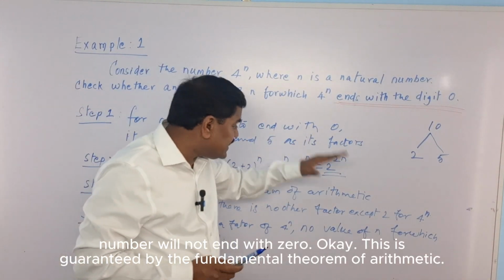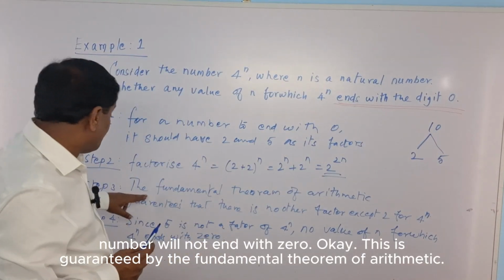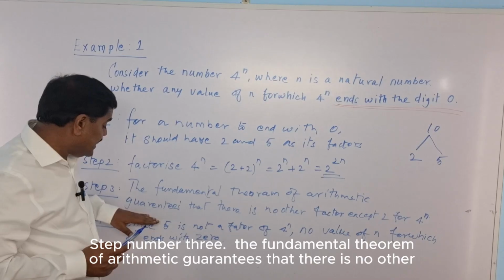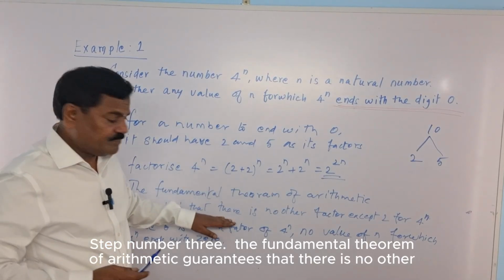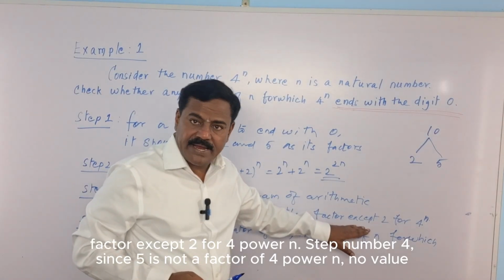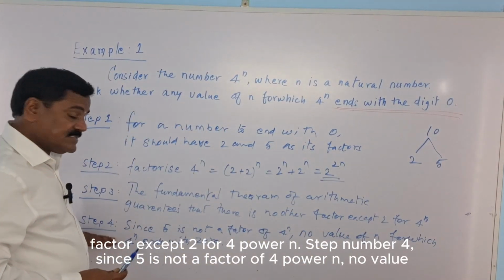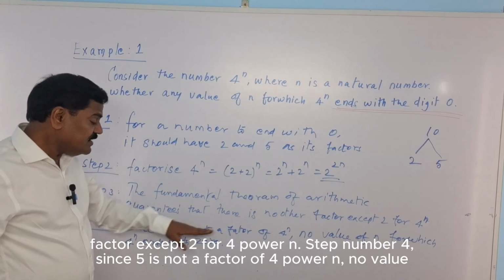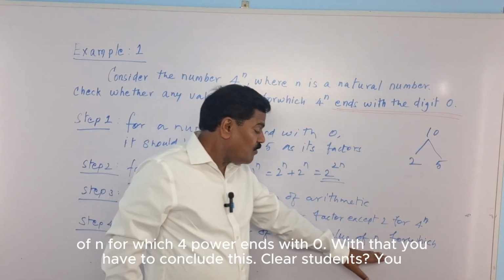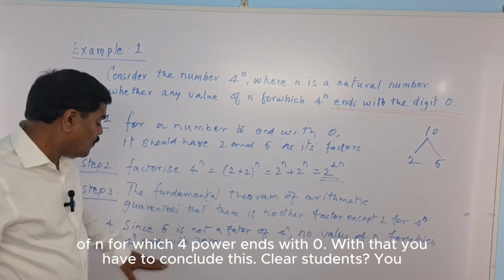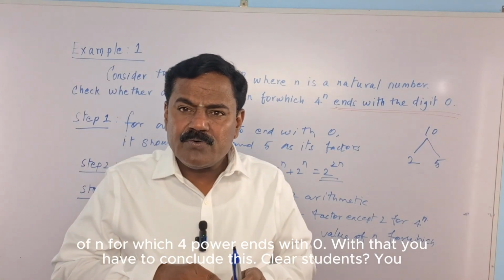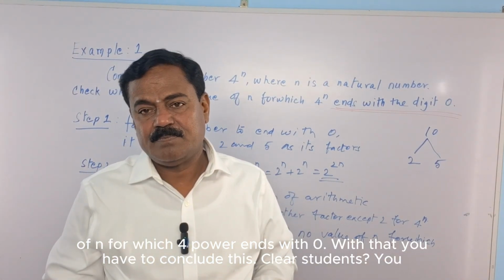This is guaranteed by the fundamental theorem of arithmetic. Step number 3: the fundamental theorem of arithmetic guarantees that there is no other factor except 2 for 4 power n. Step number 4: since 5 is not a factor of 4 power n, there is no value of n for which 4 power n ends with 0. With that, you have to conclude this.